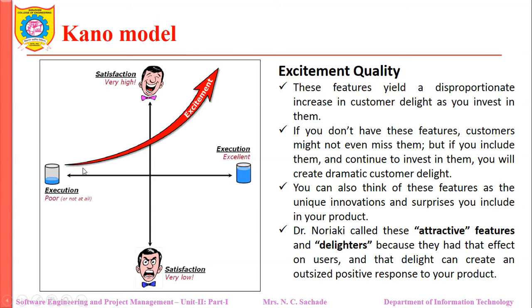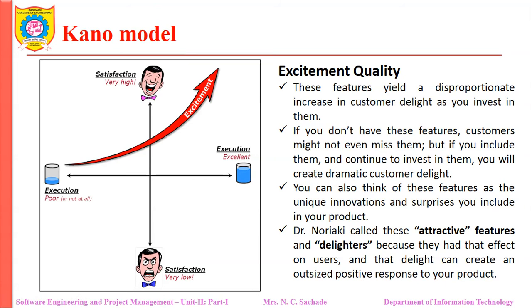As you can see here, if they are not executed, it is not going to lead to dissatisfaction. Customer may not even notice it. But as you start investing in them, customers' satisfaction level increases to very high. Now you can think of these features as the unique innovations and surprises you include in your product. So Dr. Noriaki called these attractive features or delighters because they had the effect on users, and that delight can create an outsized positive response to your product.